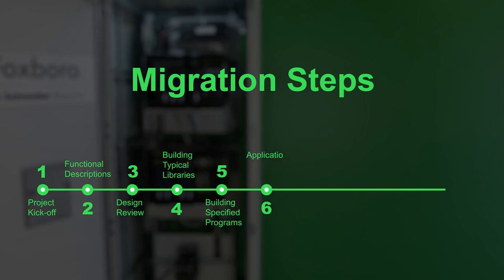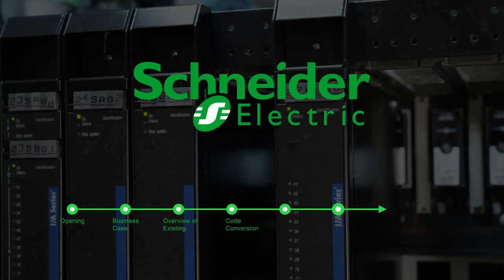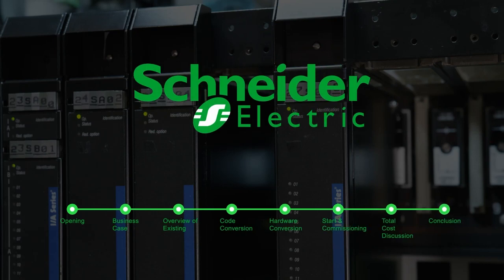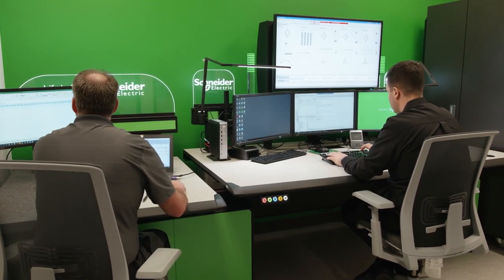After that, application software generation and pre-factory acceptance testing, followed by client-witnessed factory acceptance testing, implementation project plan, and finally, installation and commissioning. Okay, now it's time to work through the code conversion. This is the meat of the process, where we capture your existing programming and export it for loading onto your new Schneider Electric system. We begin with the extracted application programs from the existing DCS.